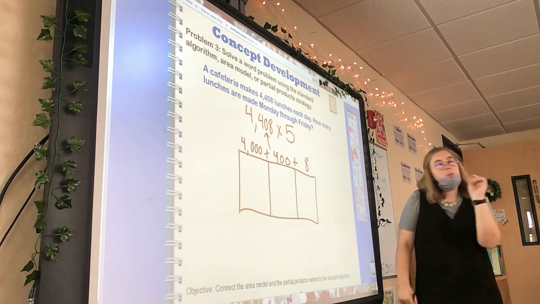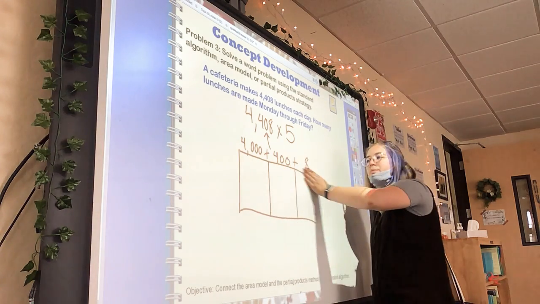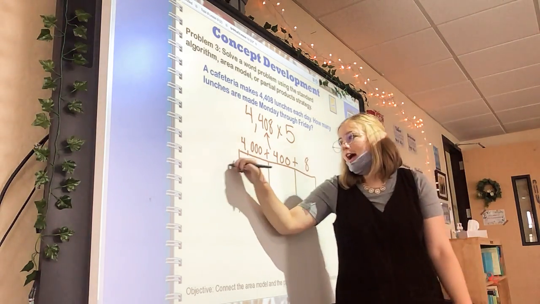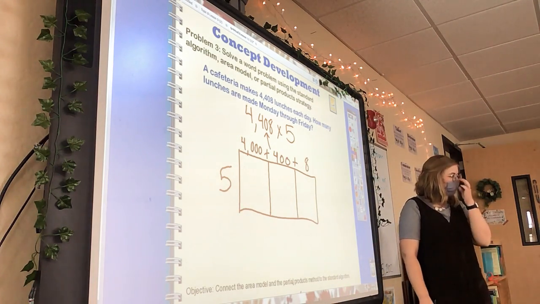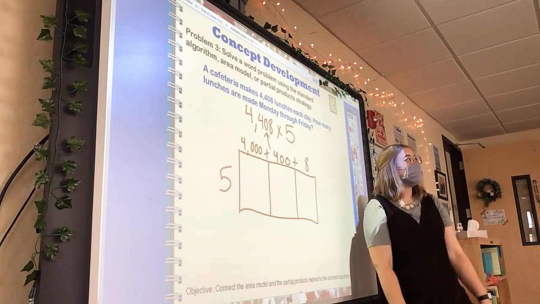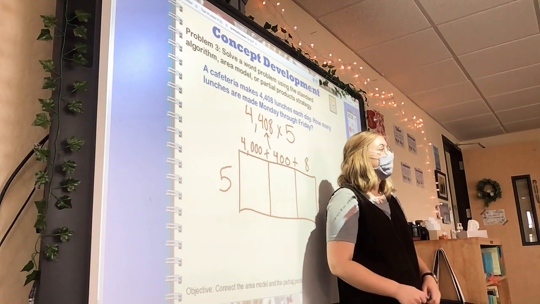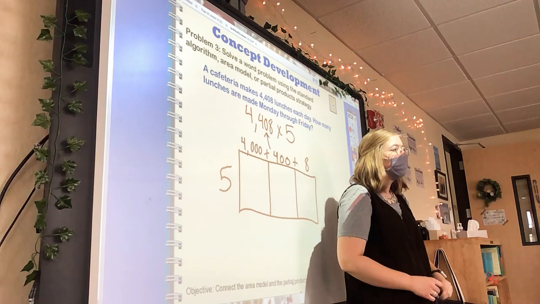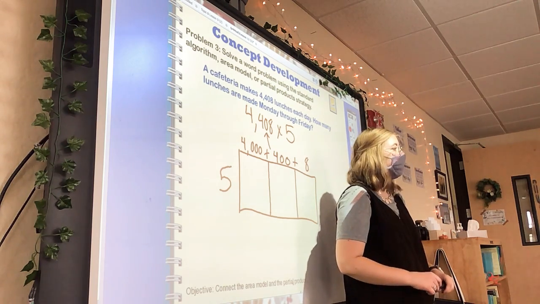Yes. We have our length, okay? We have our length. What are we multiplying our length by? 5. So put 5 on the width side. Okay? Beautiful. Any questions so far? No. Okay. Okay, I won't move on until you're ready. Show me you're ready. Okay.